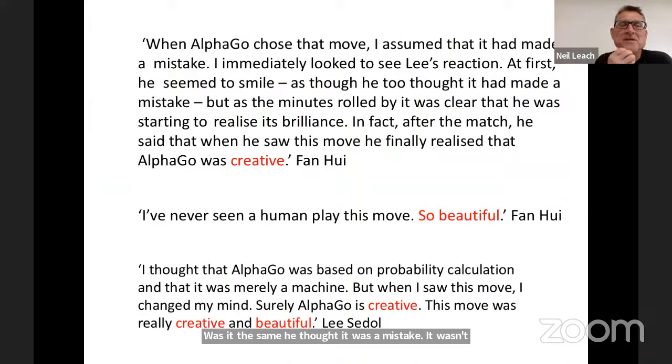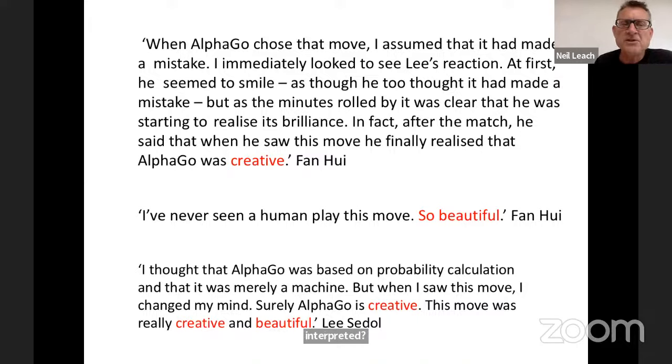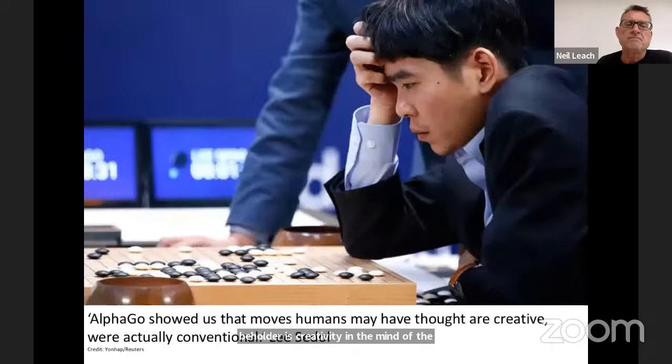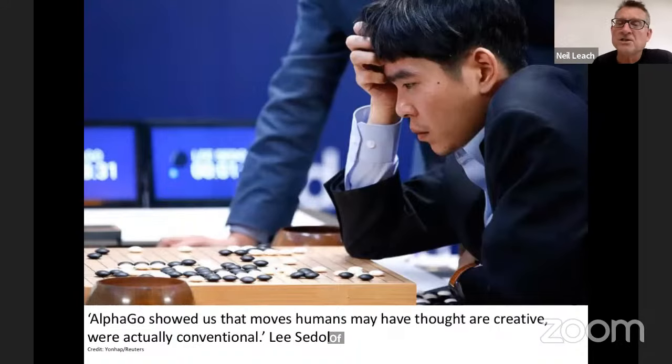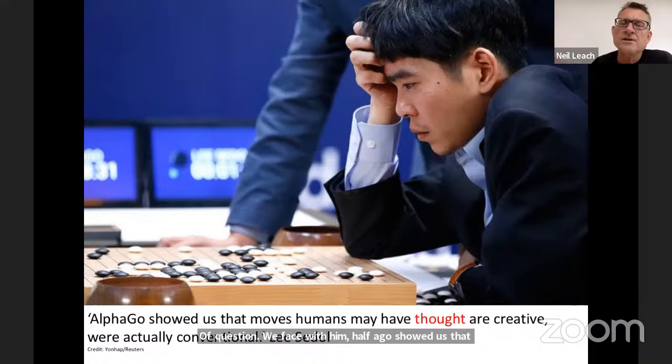It wasn't a mistake. But what was interesting is the way that was interpreted, and I'm not going to read through these things, but you can see these comments about creativity and beauty. Interesting. I mean, if beauty is in the mind of the beholder, is creativity in the mind of the beholder? Everybody thought it was creative. And I think this is the interesting kind of question we're faced with here. AlphaGo showed us that moves that humans may have thought are creative were actually conventional. In other words, we think it's creative, but is it?